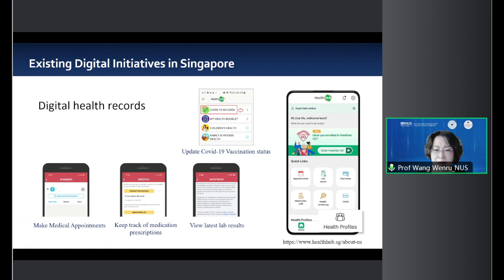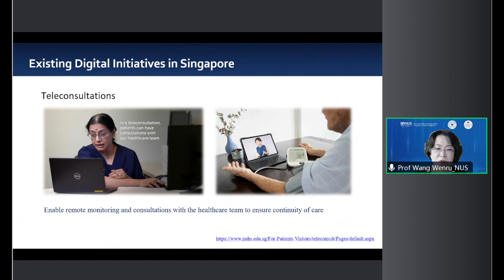This app called Health Hub. With this app, Singapore residents are able to access their health records online without having to visit hospitals or clinics. They can make medical appointments and track their medication prescriptions, even view their lab results. During COVID-19, we know everybody had to do the vaccination. So they can use this app to monitor and track their vaccination status and even download their vaccination certificate. All the data are conveniently available on their mobile phones.